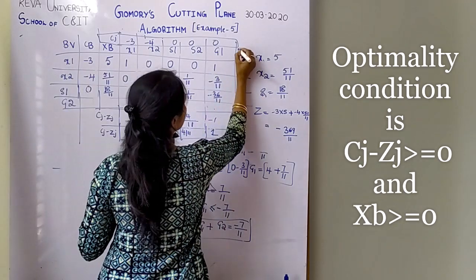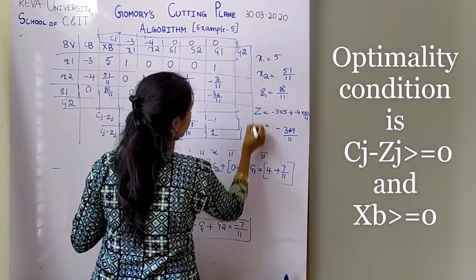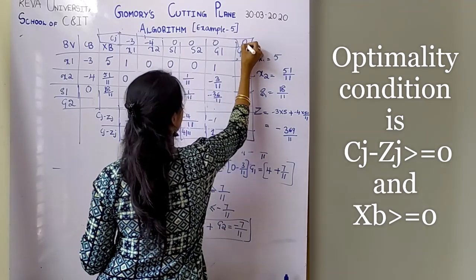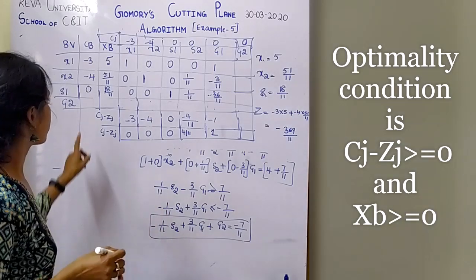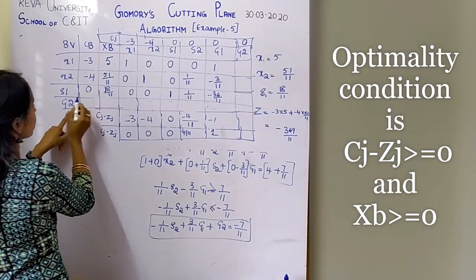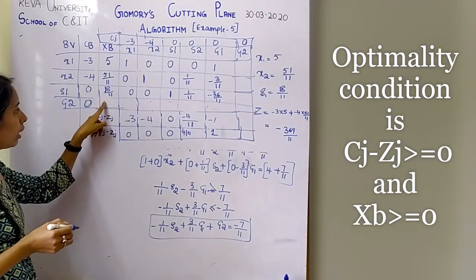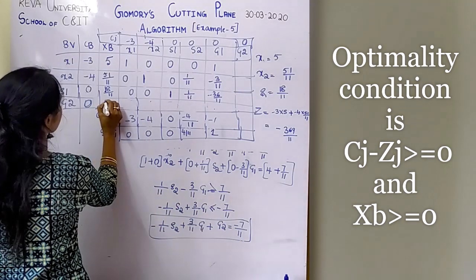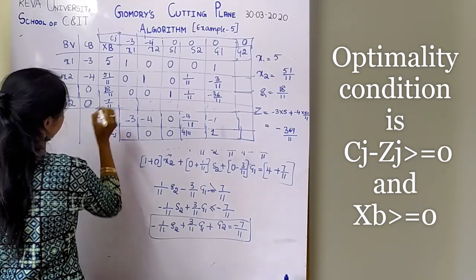And here I will include one more column, G2, and its coefficient is 0. So how will I write now? G2 coefficient is 0 and what is the solution value? Minus 7 by 11.